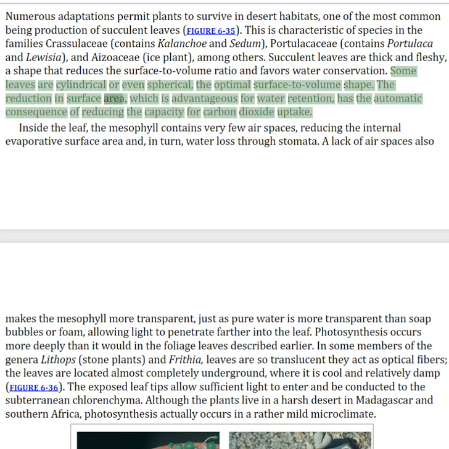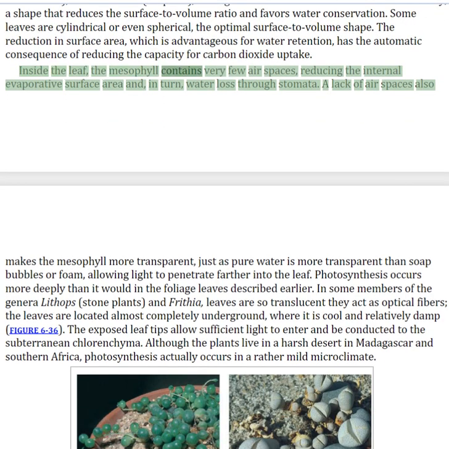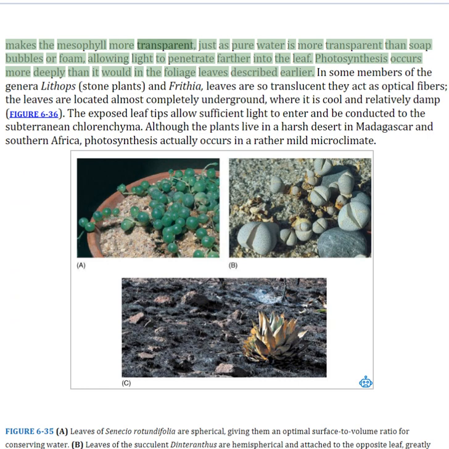The reduction in surface area, which is advantageous for water retention, has the automatic consequence of reducing the capacity for carbon dioxide uptake. Inside the leaf, the mesophyll contains very few air spaces, reducing the internal evaporative surface area and, in turn, water loss through stomata. A lack of air spaces also makes the mesophyll more transparent, just as pure water is more transparent than soap bubbles or foam, allowing light to penetrate farther into the leaf. Photosynthesis occurs more deeply than it would in the foliage leaves described earlier.